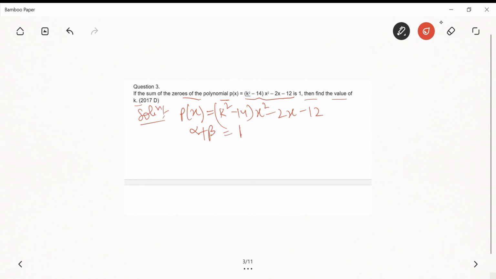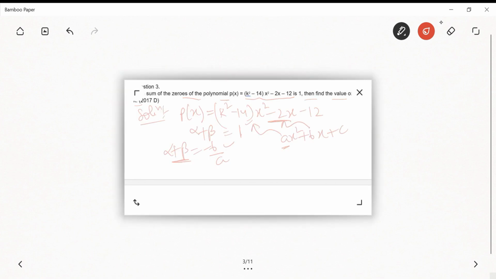Okay, so again we will apply the concept alpha plus beta is equal to minus b by a. What is the value of b? That is minus 2. Compare this equation with the standard equation, that is ax square plus bx plus c. So b is equal to minus 2 and a is equal to k square minus 14. So we will get, and in place of alpha plus beta, we will write down 1. Then value of b is minus 2.